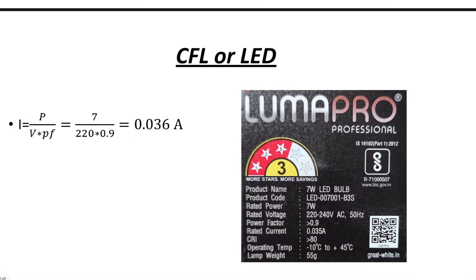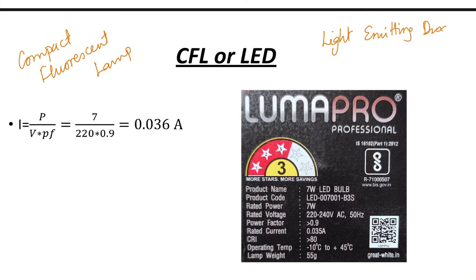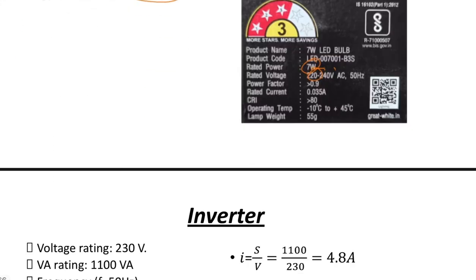A CFL, compact fluorescent lamp, or an LED, light emitting diode. These are two types of lamps, LED lamps and CFL lamps. So again, if you see their specification sheets, 7 watts at 220 volts. So you can see that this draws a current of 0.036 amperes.